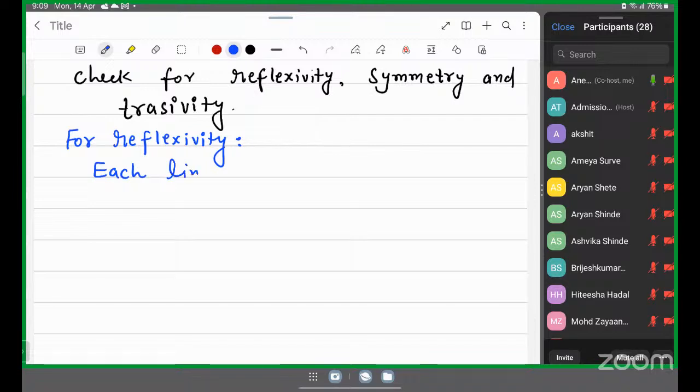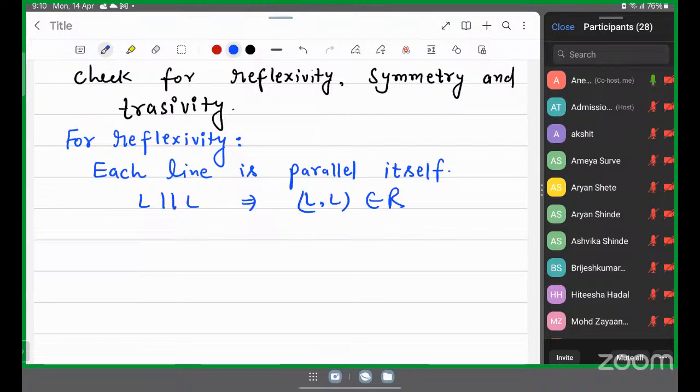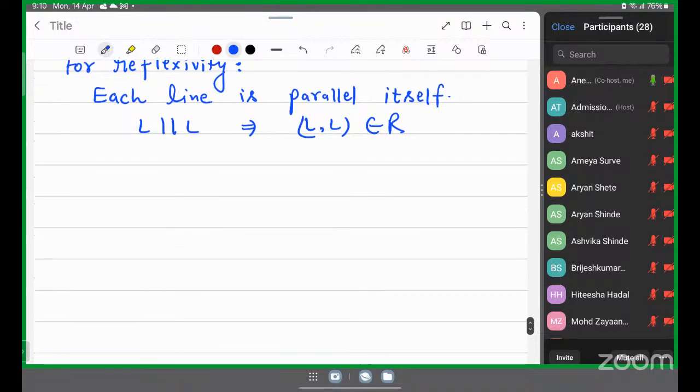Each line is parallel to itself, which means line L will be connected to itself. (L, L) will be in relation R, which means the given relation is reflexive.